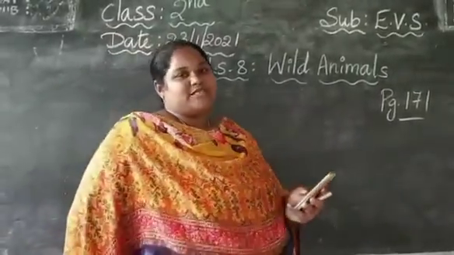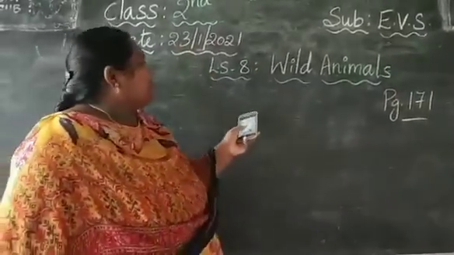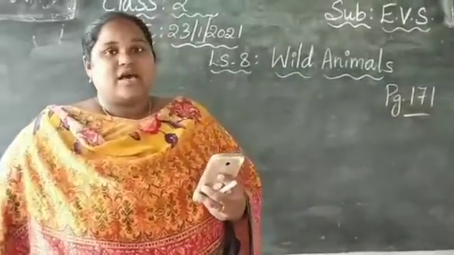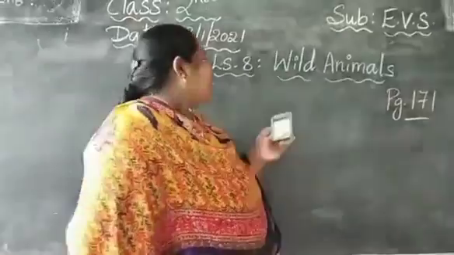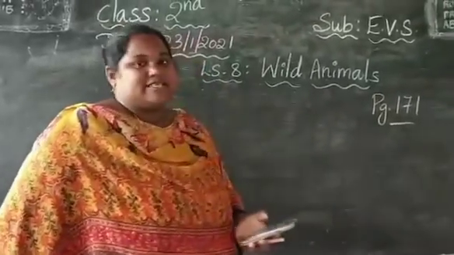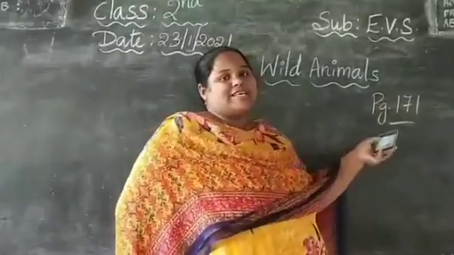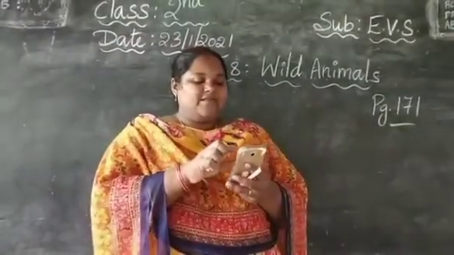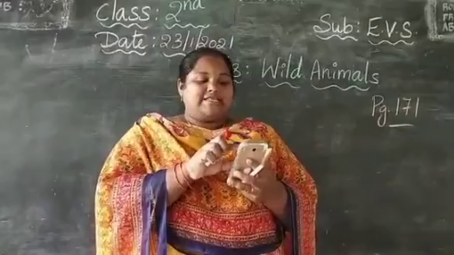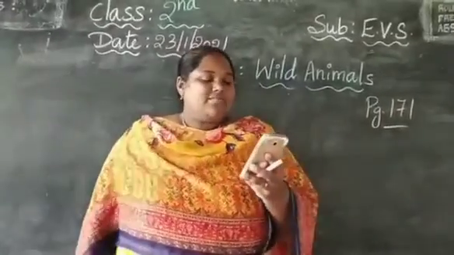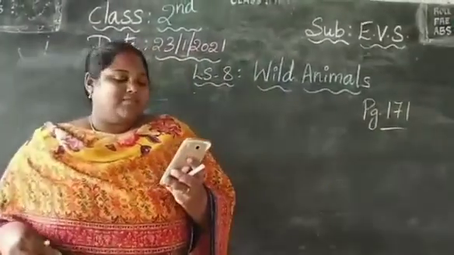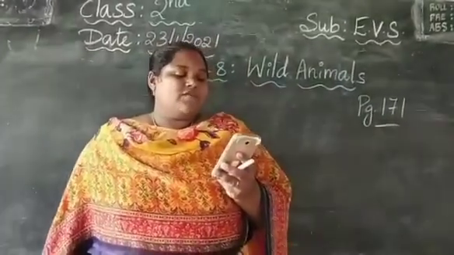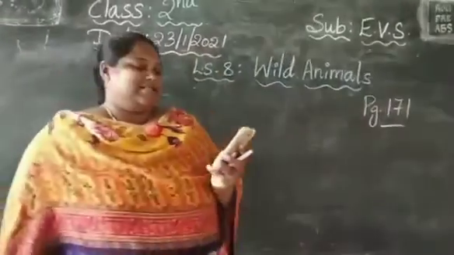Today we are going to see a new lesson, lesson number 8, wild animals. In the previous classes we saw domestic animals, and today we are going to see wild animals. Take page number 171 in your textbook and start reading along with me. In this lesson we are going to see 4 parts: introduction, wild animals and eating habits of animals, habitat of animals, and endangered animals. So today we are going to see wild animals.